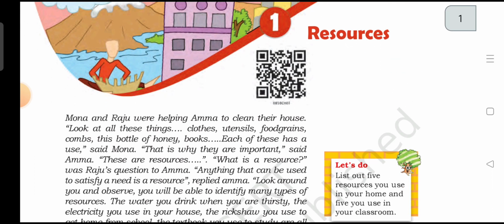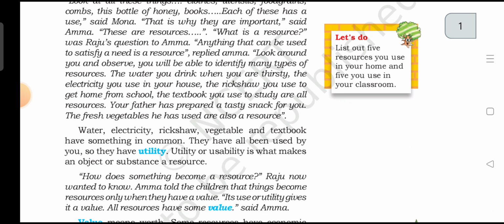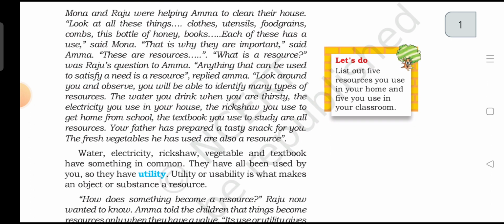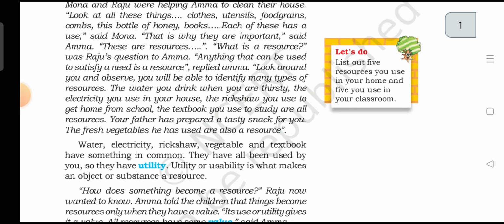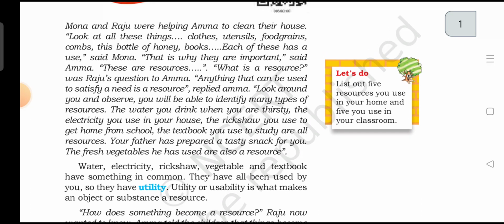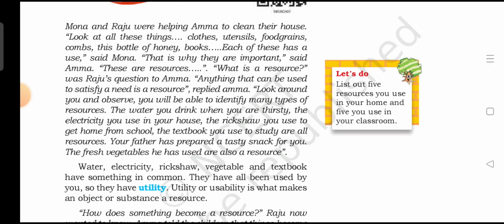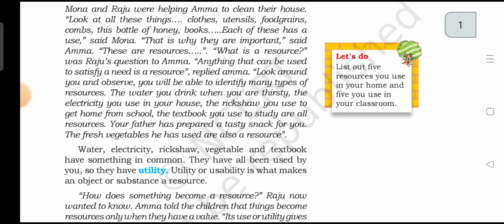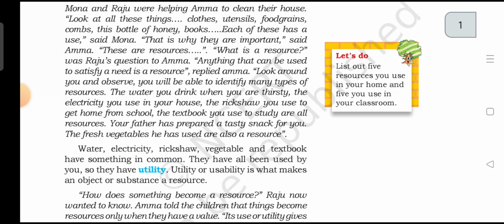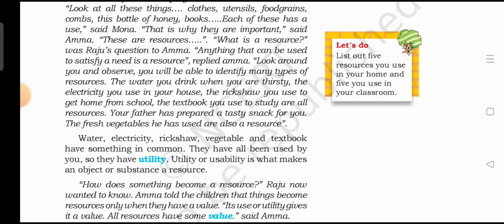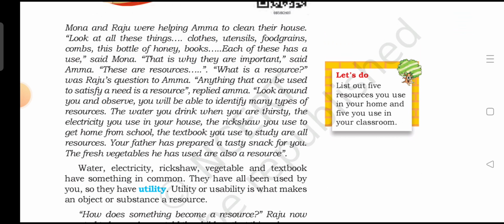Okay, now let's read the story. As you all know, the NCERT books always start with a beautiful story, right? So here is also a story. Mona and Raju were helping Amma to clean their house. Okay, now Mona and Raju are two children which we are imagining right now. Imagine that there are two children, Mona and Raju. They are helping their Amma. Amma in sense means that your mother, you can imagine.